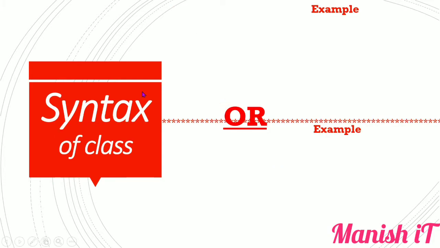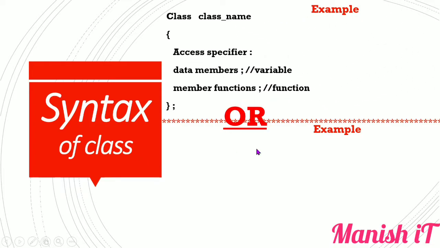See the class syntax. Here we can write our class syntax in two ways. First is the keyword class, then the class name, and open curly braces. Inside the curly braces, the access specifier and a colon, then data members, that is variables, and member functions, that is functions. After closing the class it is compulsory to use a semicolon.